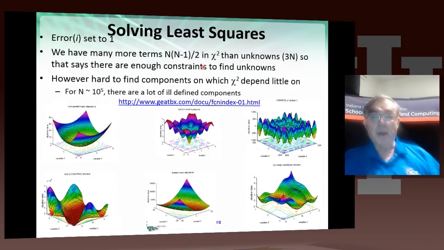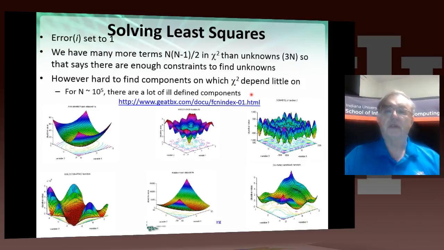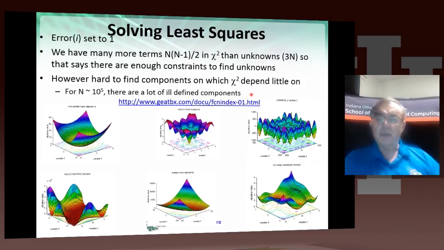Here are some comments about this problem. We have a lot of terms in chi-squared, and the number of terms is much bigger than the number of unknowns. So there are lots of constraints to find the unknowns. However, if you look at chi-squared as a function of these 3n unknowns, there are going to be some combinations of unknowns which chi-squared depends on very slowly. And those are very difficult to determine, poorly determined parameters.